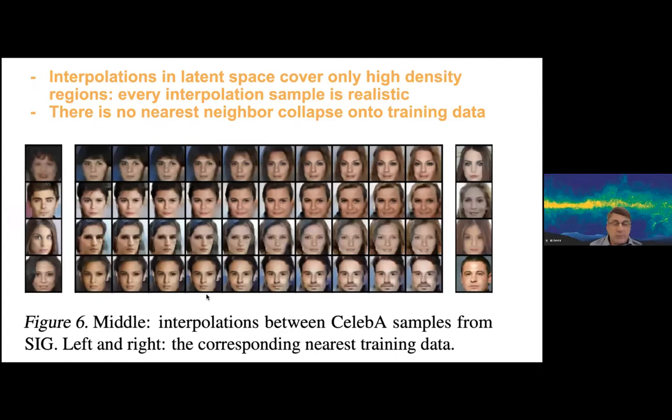It can also interpolate between the data. So here's an example. If you want to interpolate between two initial starting points, the interpolation along the way will also be an image with high density. In other words, an image of a reasonable face in this case. And the nearest real image would not look anything like what we started from. So there's no collapse onto the training data, and interpolations work well.